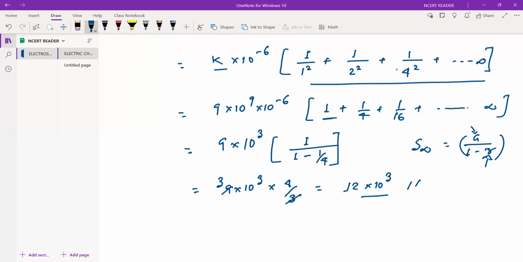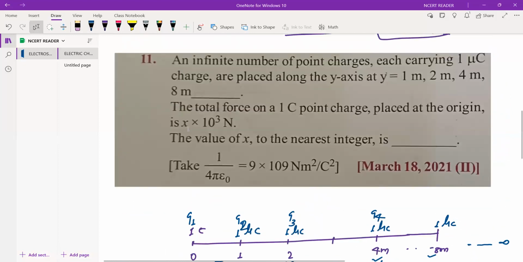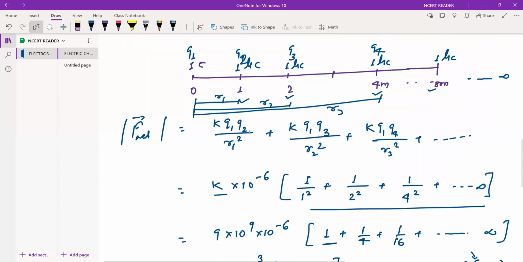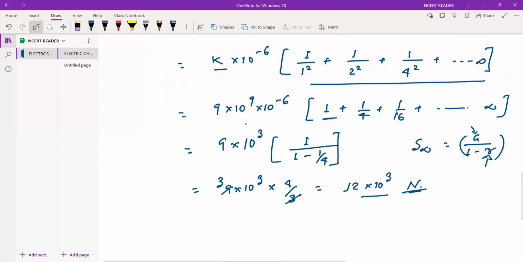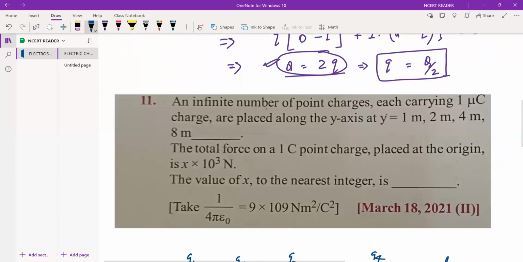This is the SI unit of force, here it will be Newton. So you can compare with the option. The option is not given here. It is written X into 10 to the power 3. So what is the value of X we are getting here? This will be X. So in this question, the answer should be X. X will be an integer value. It will be 12. So 12 will be the answer, I hope.